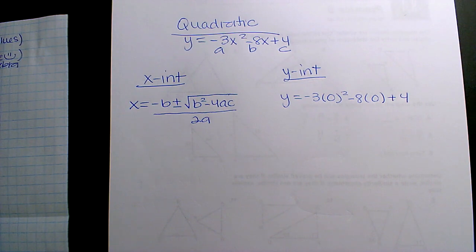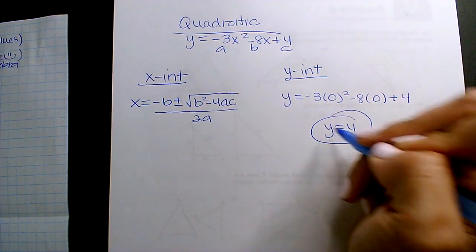Like, you could type it in the calculator, but I mean, you really don't need to. Anything times 0 is 0. And so this is 4. So that's easy.